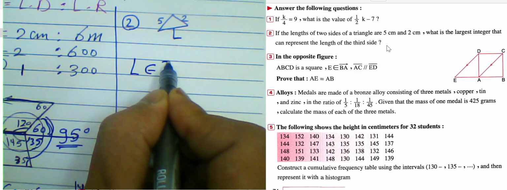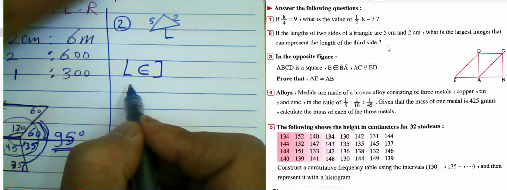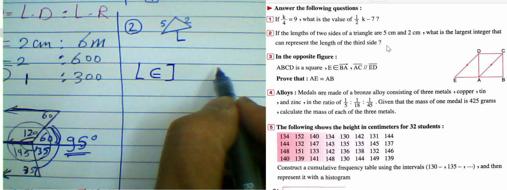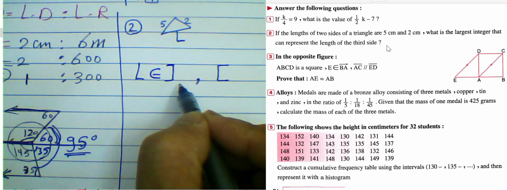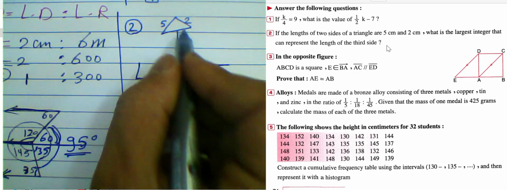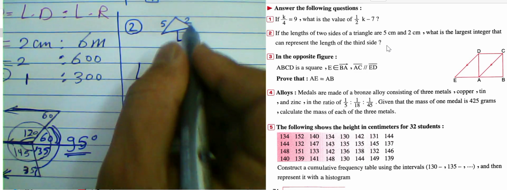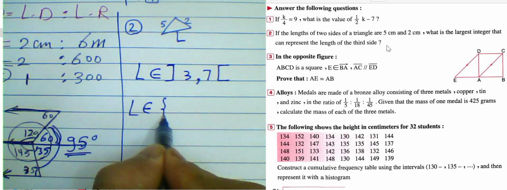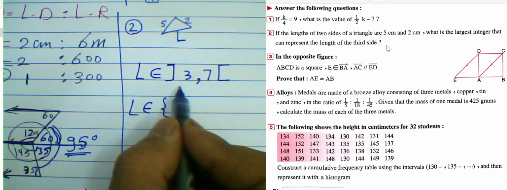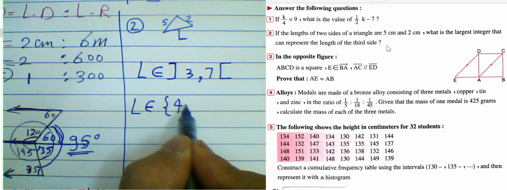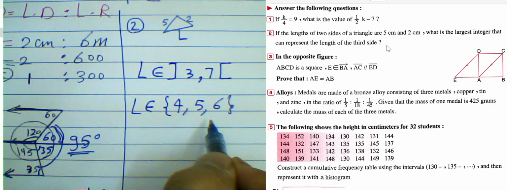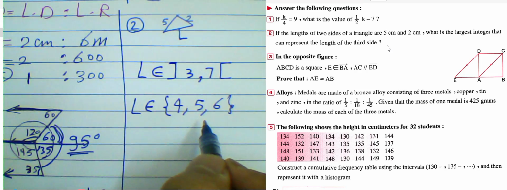is in an open interval. Anytime, the third side lies in an open interval between the difference of the two sides, 5 minus 2 equals 3, and the sum, 5 plus 2 equals 7. Then the side length would be any number between 3 and 7, like 4, 5, and 6, because it tells us all sides are integers. Then the largest number here will be 6.